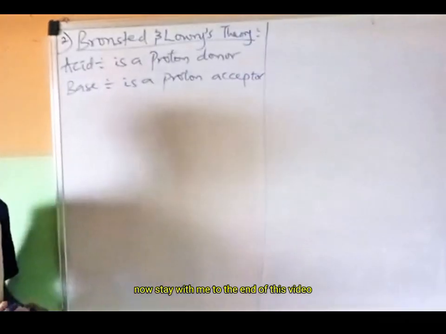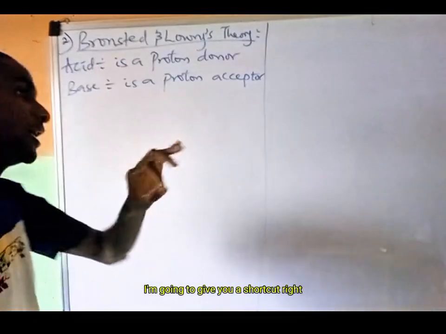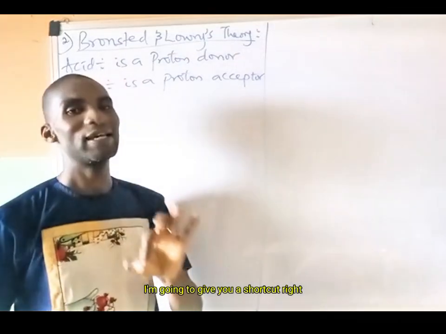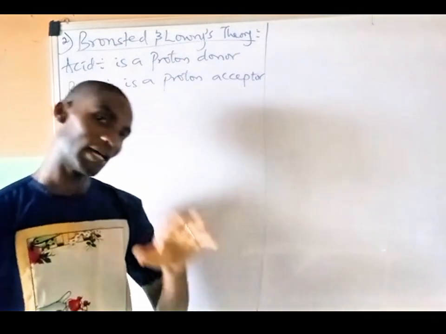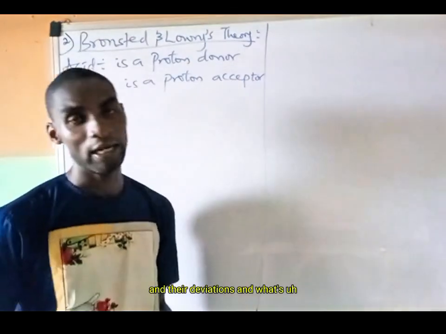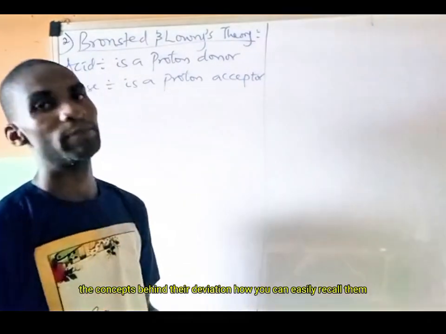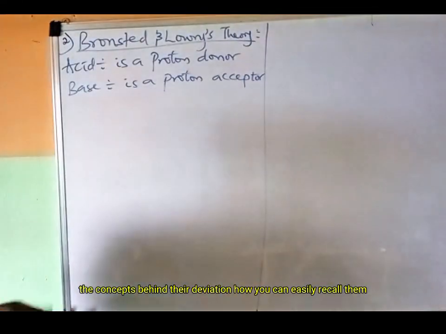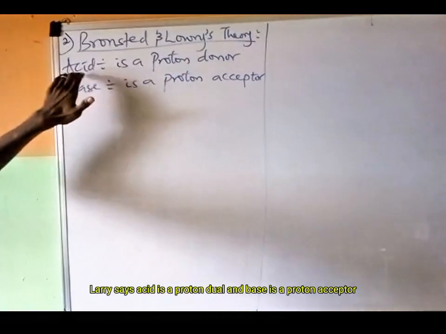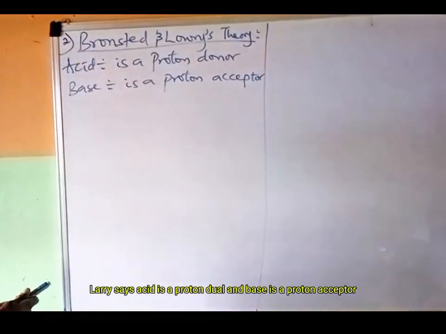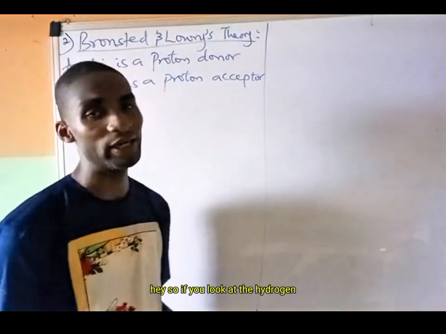Now, stay with me to the end of this video. I'm going to give you a shortcut, right? I'll give you a key that you can use to remember all of these theories and their definitions and the concept behind their definition, how you can easily recall them. Alright, so Bronsted-Lowry says acid is a proton donor and base is a proton acceptor. So in this case, when we talk about proton, what are we talking about? They are actually talking about hydrogen here.